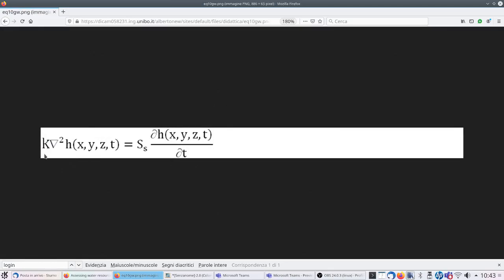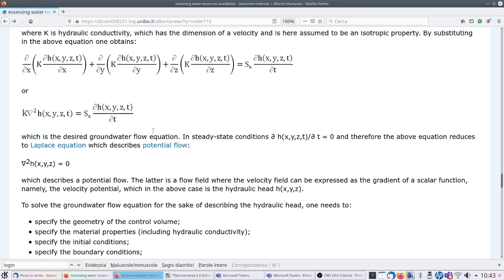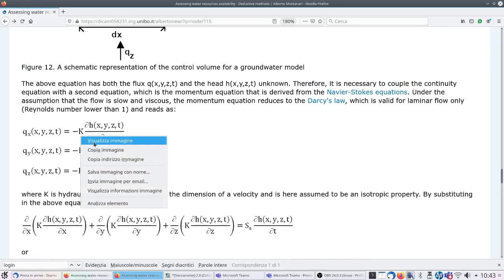So K, what is K? Sorry, I forgot to say what is K. This is extremely important. K is hydraulic conductivity. It has the dimension of a velocity. Let's go back to Darcy's law here.